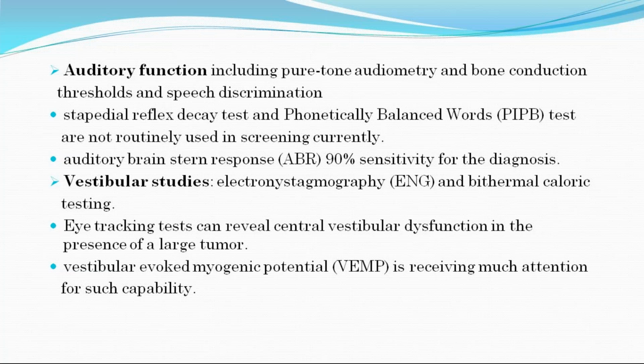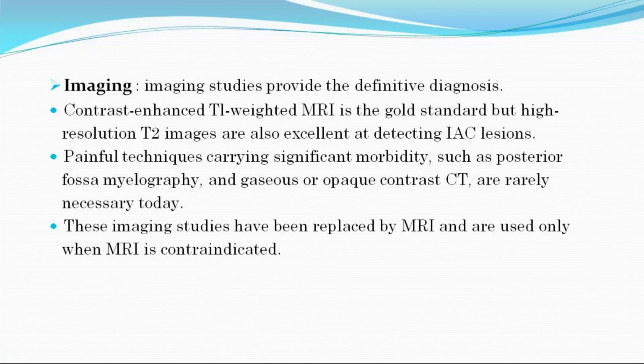Vestibular study, you can do electronystagmography, even vestibular evoked myogenic potential you can do. But mostly these are all superseded by the MRI and hearing. So mostly you are concerned with two things: what is the hearing and what is the size. These two will dictate the approach, what approach you take as a surgeon. So this is what we are talking about.